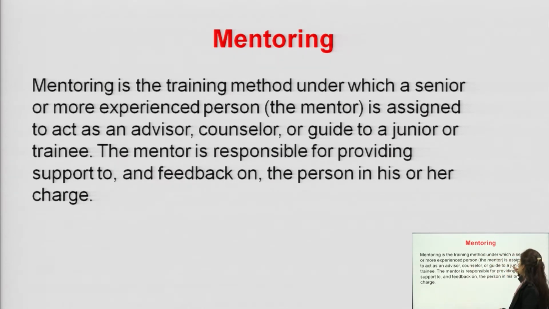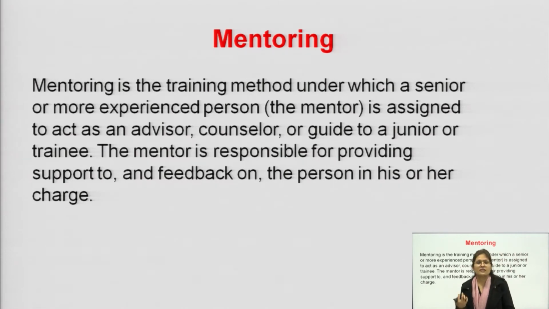Mentoring is the training method under which a senior or more experienced person, the mentor, is assigned to act as an advisor, counselor, or guide to a junior or a trainee. The mentor is responsible for providing support to and feedback on the person in his or her charge.